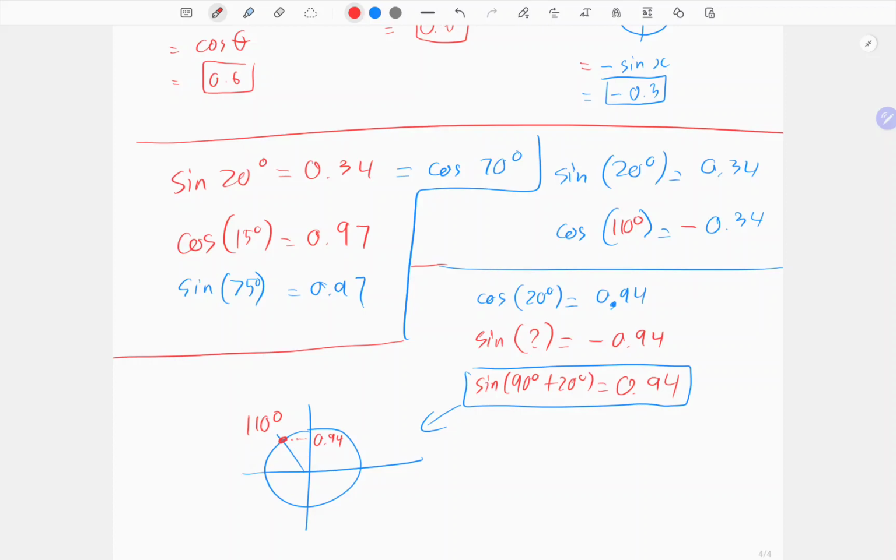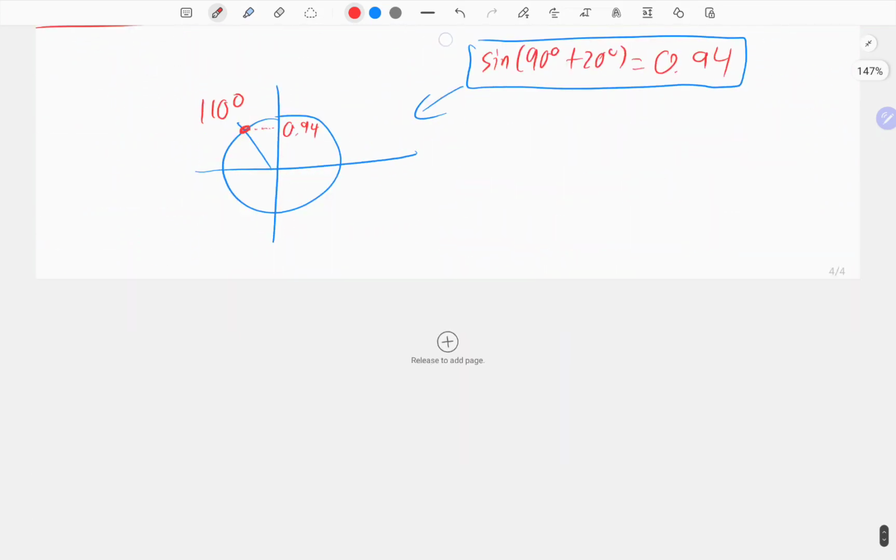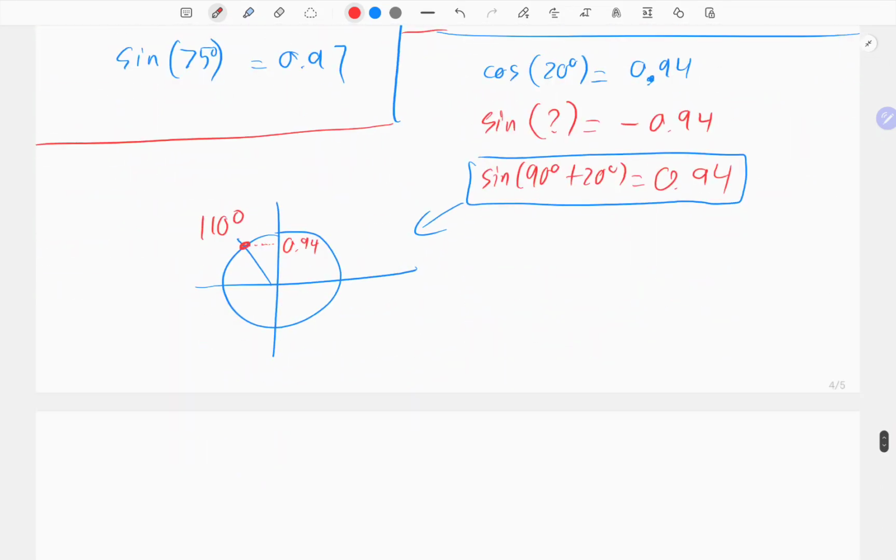Is it 250? Yes, 250 degrees. Because if you want the same sine value, remember this is the sine axis. If you want the same sine value but negative, it's down here, right? This is negative 0.94, right? And then you find which point on the unit circle. One of them is this one here, so the base angle here is technically 110. So the other one's also 110 on this side, which means this one would be 360 minus 110 degrees, which is 250 degrees. So one of the answers is going to be 250 degrees.